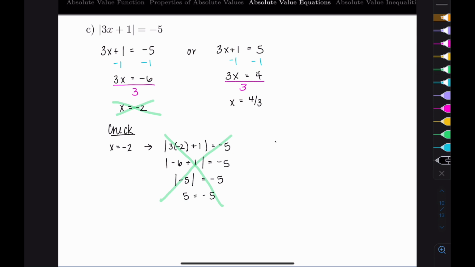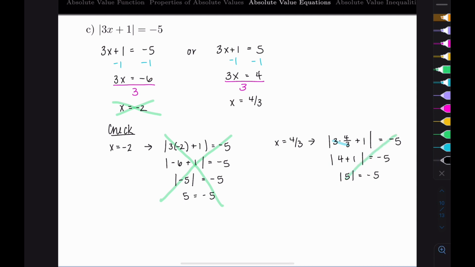And same thing if I tried 4/3. If I plug that back in, we have 3 times 4/3 plus 1 in absolute value is -5. When you go ahead and simplify that, those 3's cancel. We get the absolute value of 4 plus 1 is -5. And this tells us the absolute value of 5 is -5. So again, this solution is also not true. So really nothing works. There is no solution to this problem.